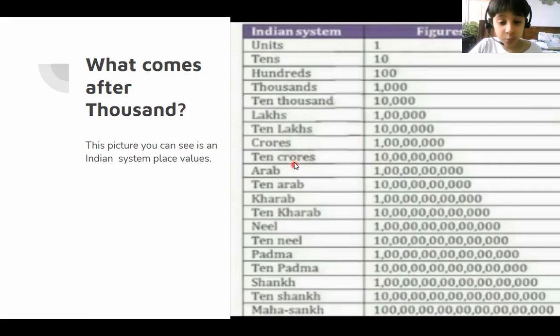Instead of using these words, we use, for example, 100 crores, which equals 1 Arab. We sometimes say 1000 crores, which equals 10 Arabs. Like that, we see many numbers.